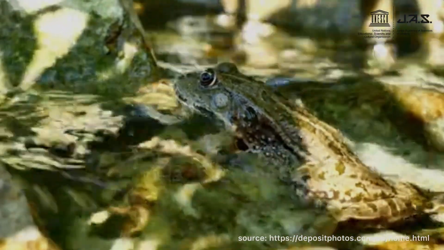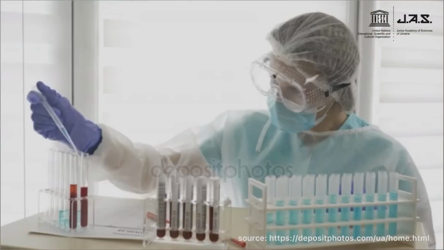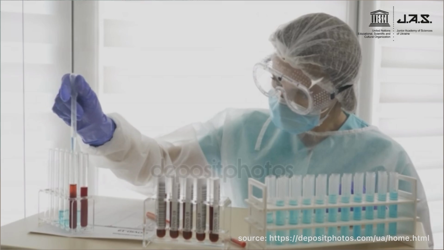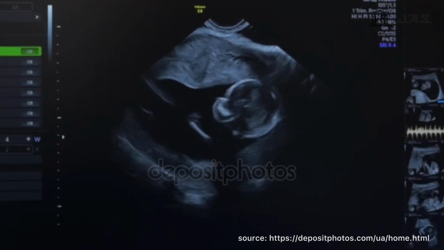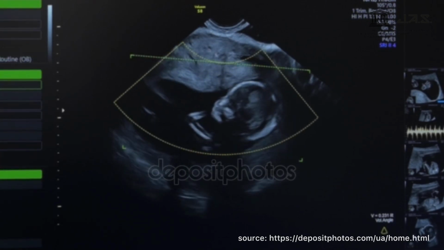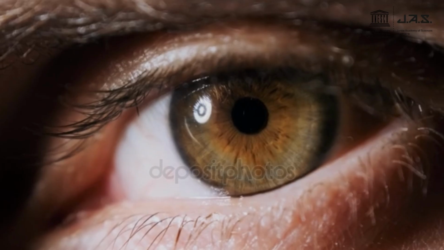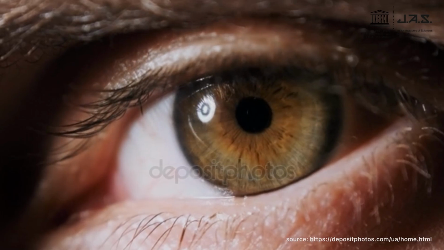In other words, the marsh frog can be the model on which we will test different factors in the early stages in real time and see what consequences such influence has. This is since using live human embryos for such experiments is intolerable. Aniridia and coloboma are perfect examples of eye diseases that may appear during eye development.